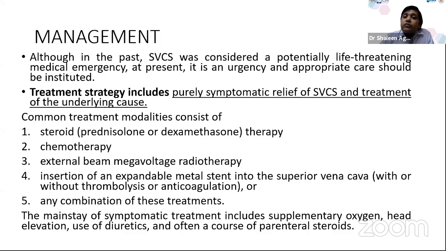Although in the past SVCS was considered as a potentially life-threatening medical emergency, presently it is an urgency and appropriate care should be instituted. The treatment strategy includes purely symptomatic relief of SVCS and treatment of the underlying cause. The most common treatment modality usually consists of steroid therapy, chemotherapy, external beam radiotherapy, insertion of expandable metal stents into the superior vena cava without thrombolysis or anticoagulation, or any combination of these treatments. However, the mainstay of symptomatic treatment includes elevation of the head, use of diuretics, and often a course of parenteral steroids.